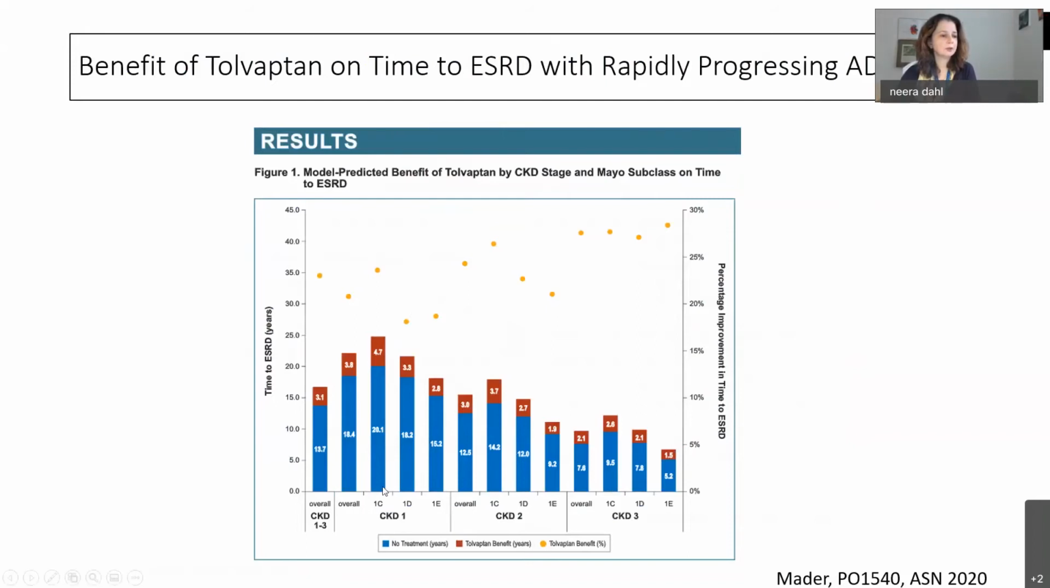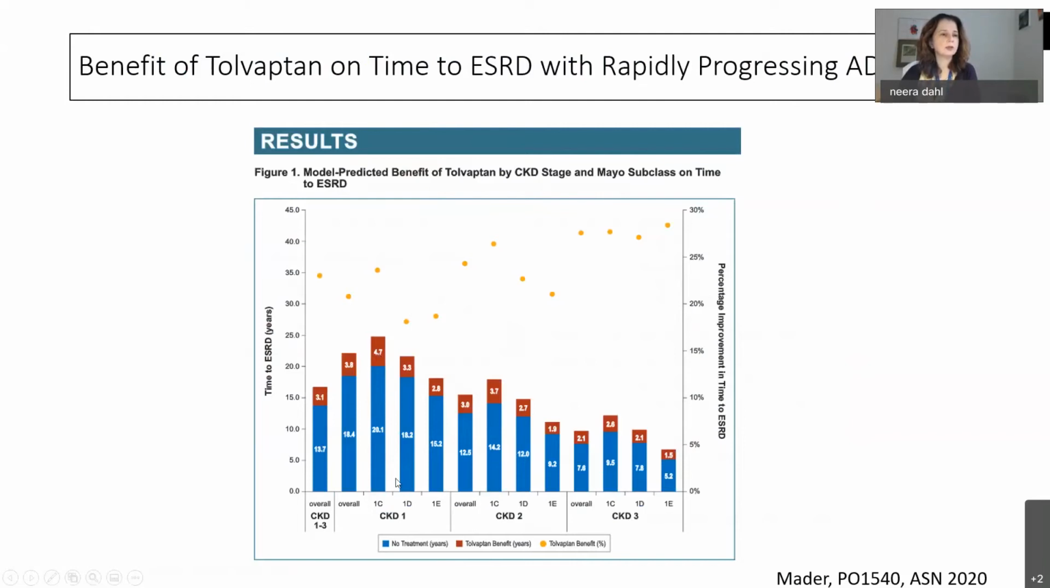And so for someone who has CKD stage 1, their time to ESRD may be 20 years, and they would gain about 5 years with use of Tolvaptan. So that could be a significant difference if that's the difference between when someone is pre-retirement versus post-retirement. Those could be significant age differences or significant benefits in terms of years gained.